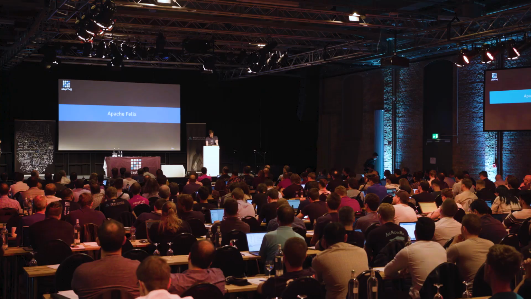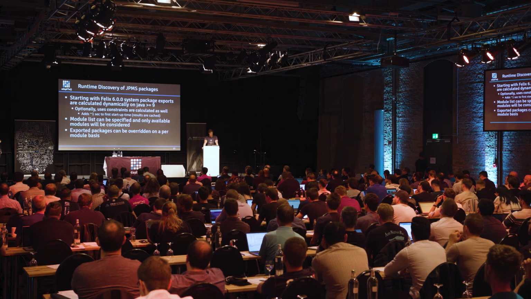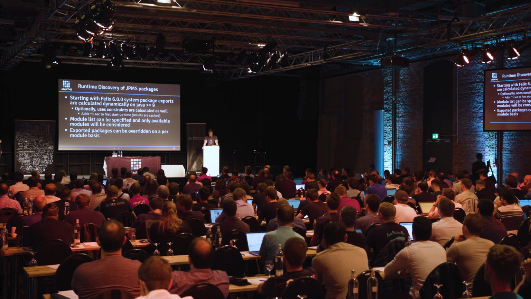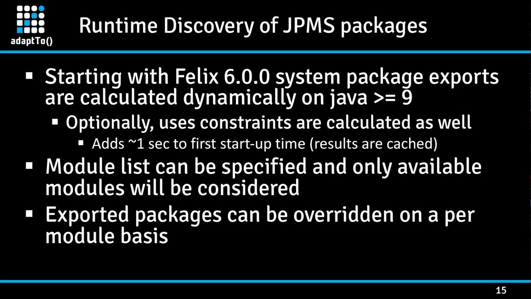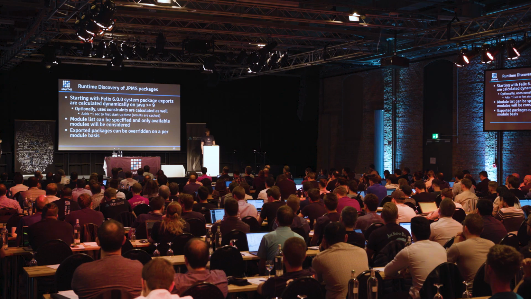I did some more stuff in Felix. On the one hand, Felix now by default will calculate the system bundle exports dynamically. So you get from the system bundle all packages that are really there. There's an option to have that done with uses constraints as well. It's an option because it takes about 1 second to do that. So if you're a desktop app and want to start up fast, you don't necessarily need it.